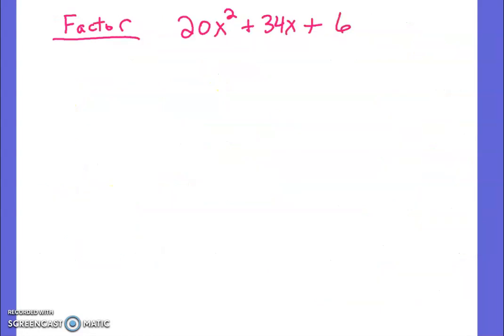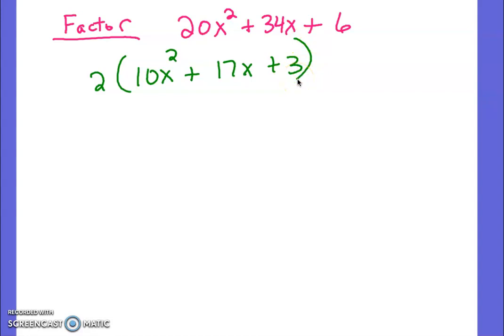All right, so let's try this one right here. Again, what I want you to notice, very first thing you always do is factor out anything common. So what do you have in common here? Well, I notice there's a 2 in common between all of those. So if I factor a 2 out, I get 10x squared plus 17x plus 3.